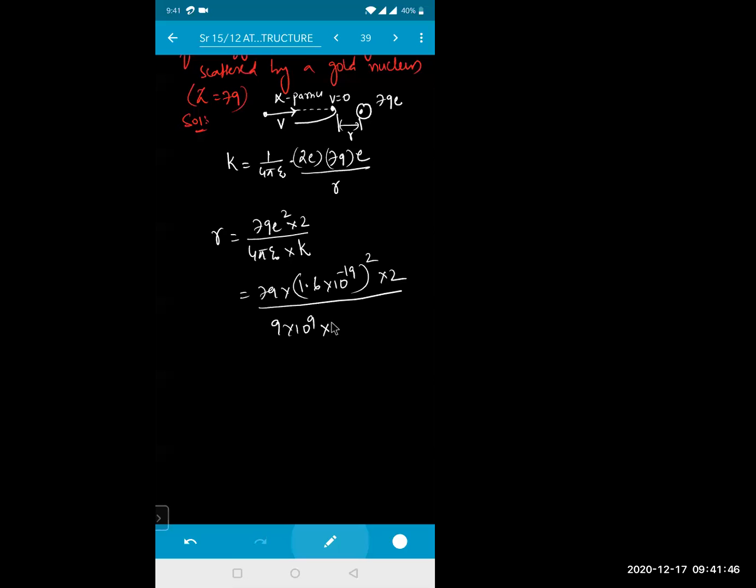కరెక్ట్ రాస్తున్నాను. Into K. K value ఎంత ఇచ్చాడు? 2.5 mega electron volt. That means this one is 2.5, mega means 10 to the power of 6, electron volt means 1.6 into 10 to the power of minus 19. Then simplify చేయండి, you will get the answer. చూడండి ఎంత వస్తుంది.